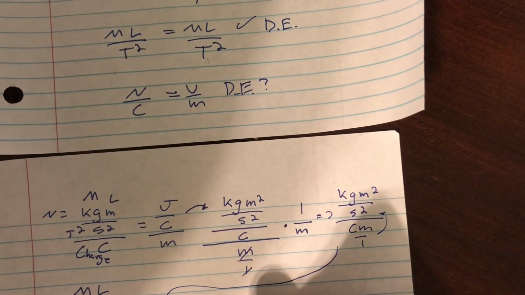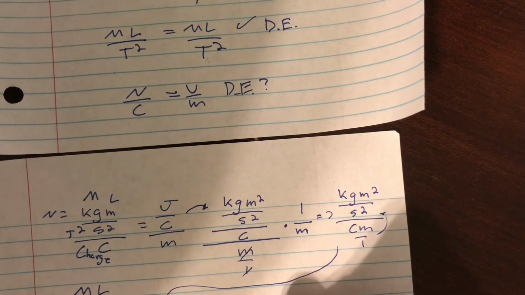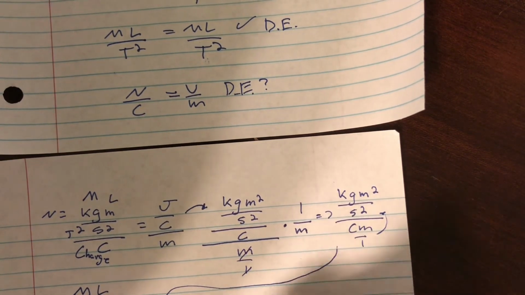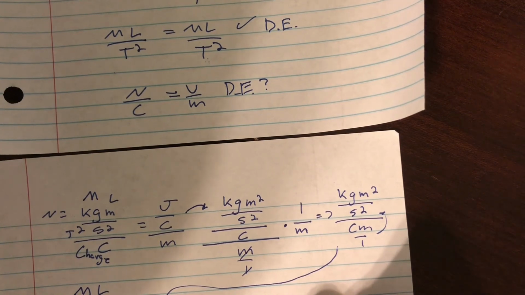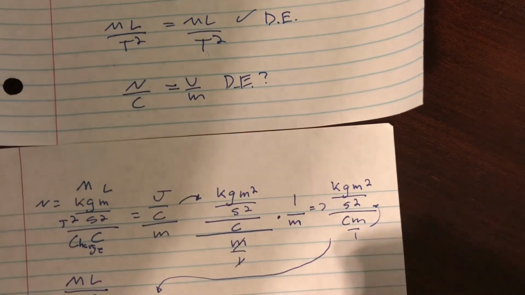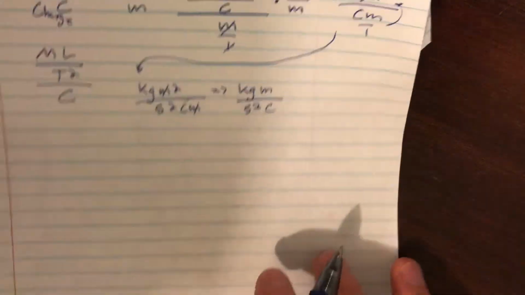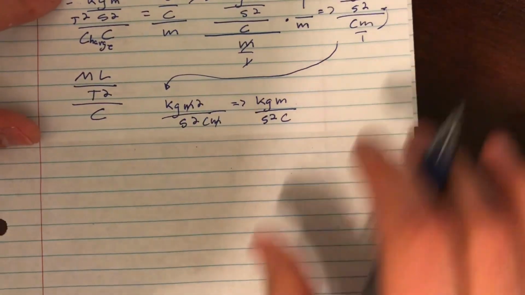And then this is going to simplify to kilogram. So the meters cancels with that. So kilogram meters per second squared times Coulomb. Okay, here's something. Oop, can you guys see that? There we go.